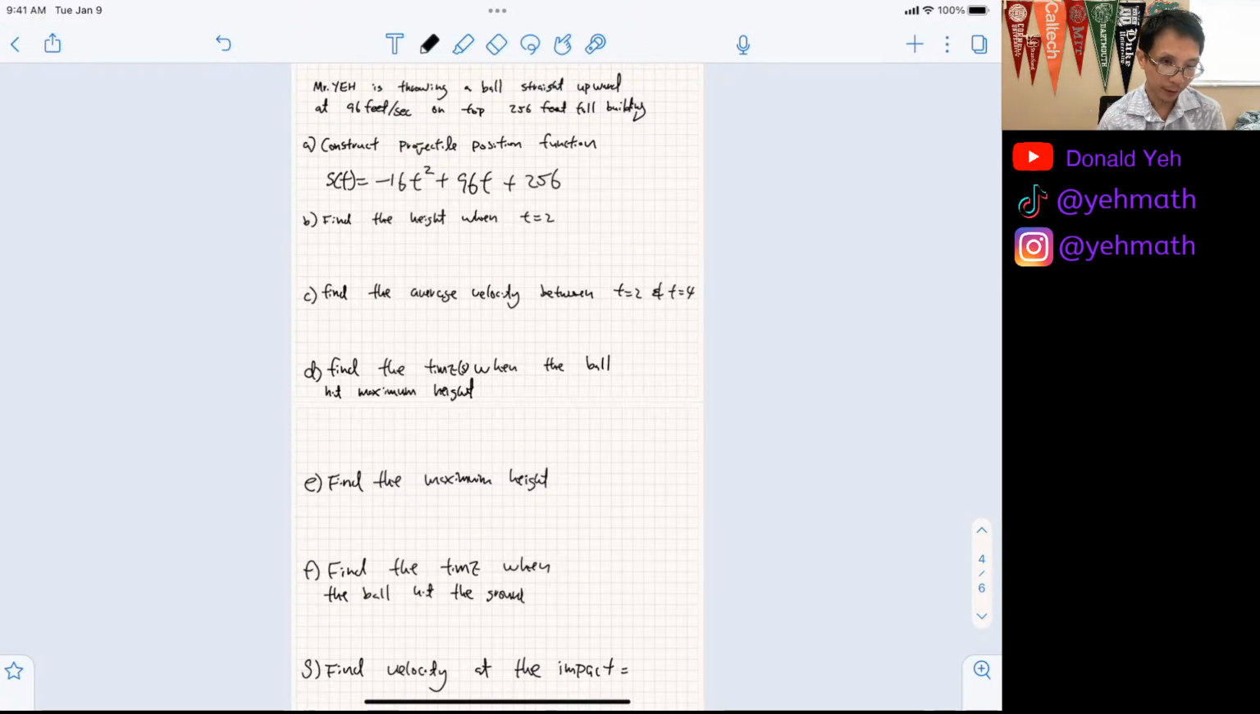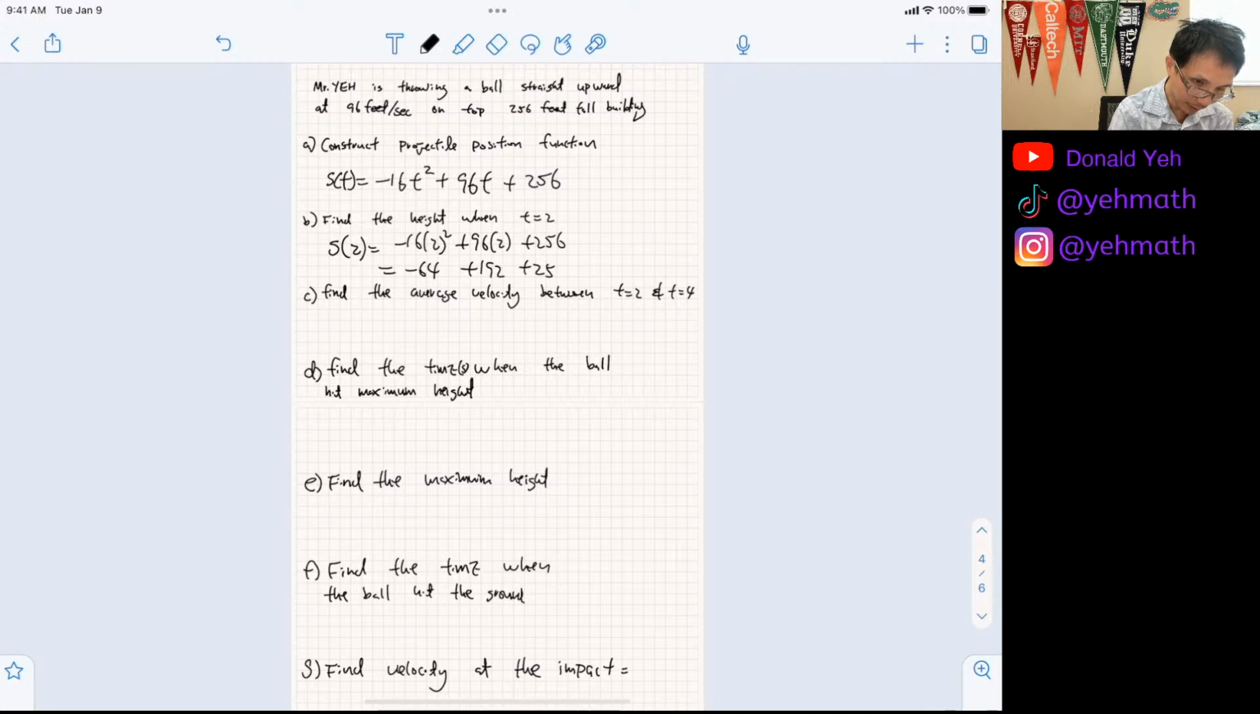Okay, so find the height when t equals 2. Do you know how to do that? Just plug in 2. It's very easy. Negative 16 times 2 squared plus 96 times 2 plus 256. That's equal to negative 64 plus 192 plus 256. I think it will end up to be 384. Not sure. So you can find the height.